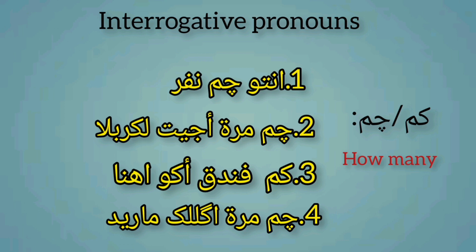For example, if you want to say there is no signal, there is no reception, you can say ماكو شبكة. And the last one is كم مرة أقول لك ما أريد. It means how many times do I have to tell you that I don't want. كم مرة means how many times. أقول لك means I tell you. ما أريد means I don't want, but when you pronounce it quickly, it becomes ma'arid.